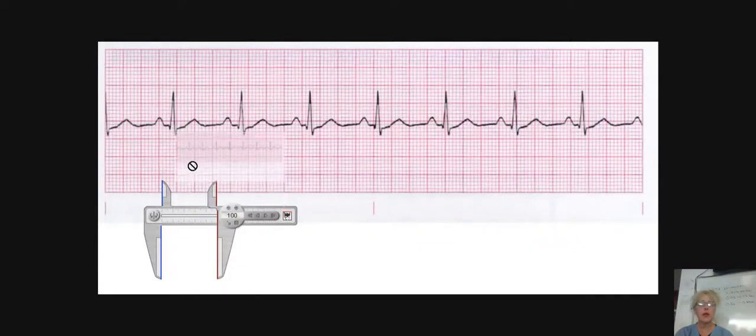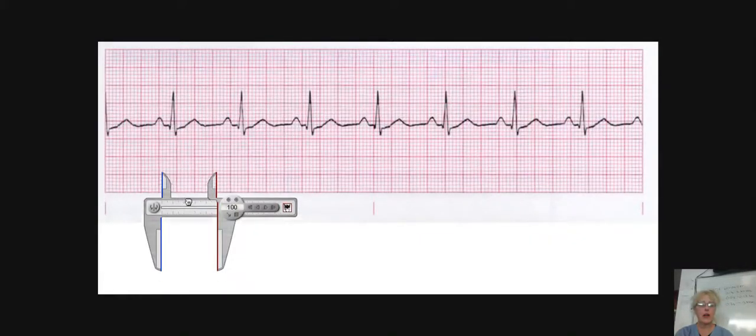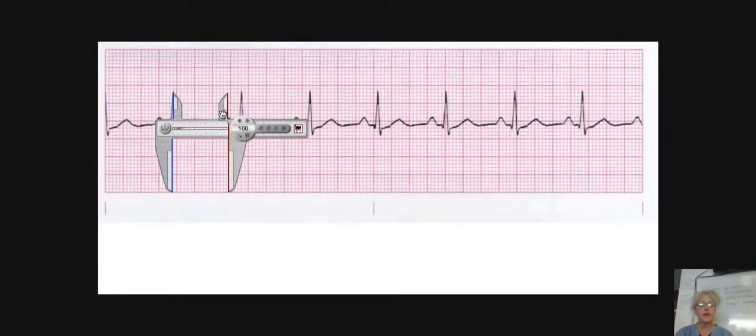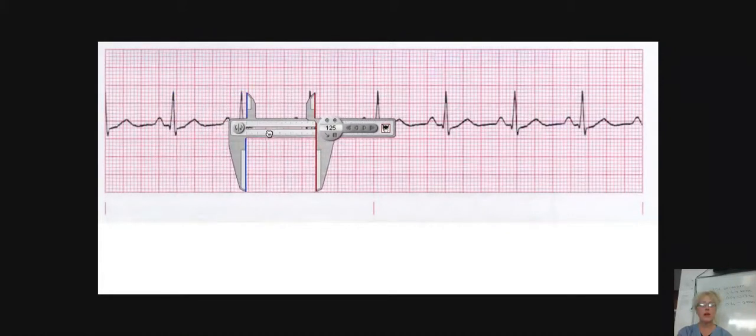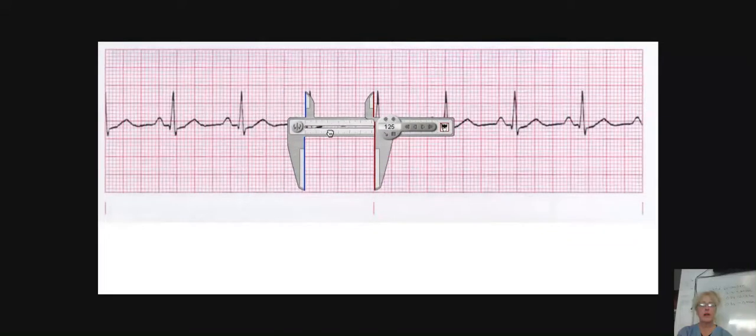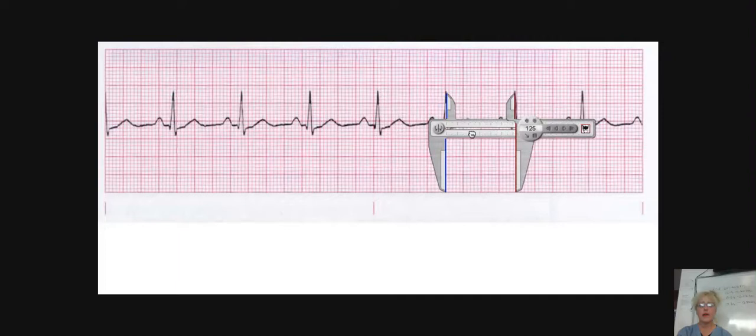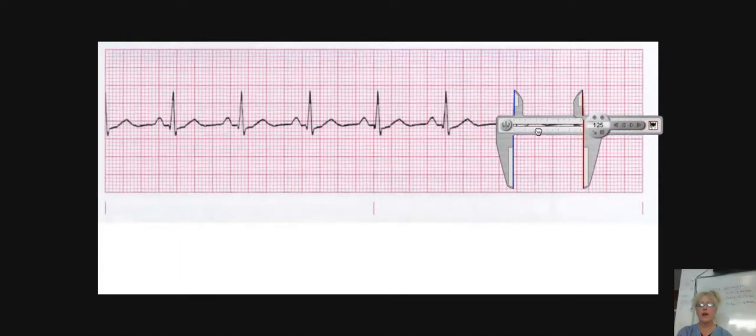The first thing we're going to do is take our calipers and measure the R to R peaks, okay? So let's open these up and see if the R to R distances are even. We're going to look at R to R's, which are the ventricular rhythm, and P to P, which is the atrial rhythm. So R to R, R to R, R to R, and R to R. All the R to R's look like they're about regular, right?